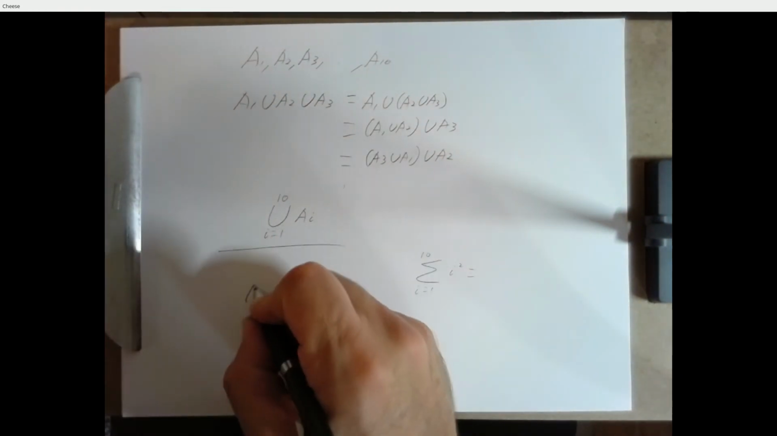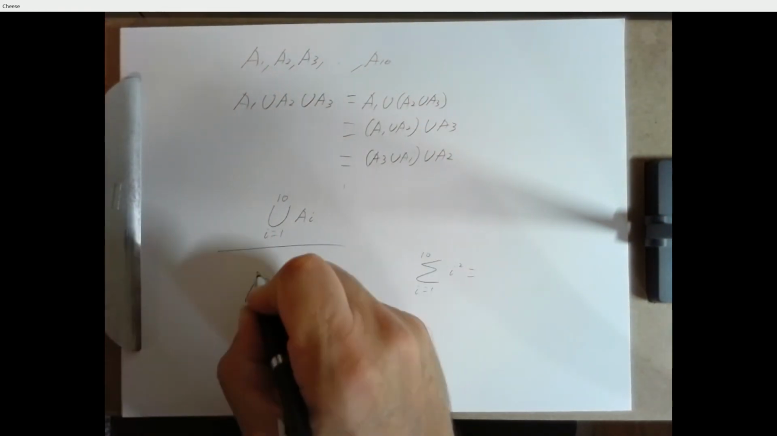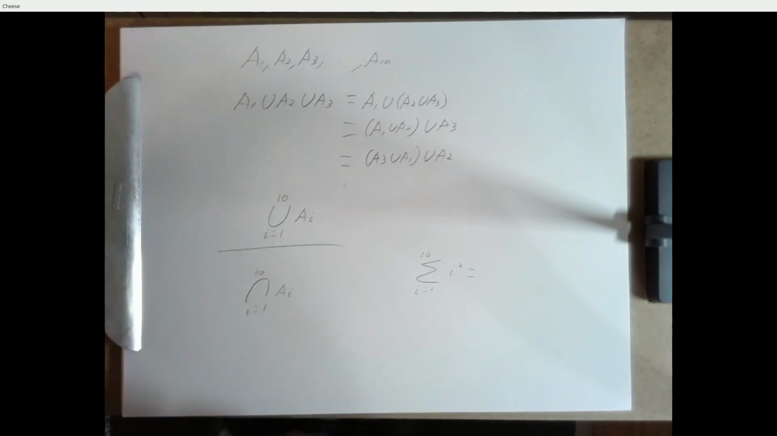And similarly, we could talk about an intersection from I equals 1 to 10 of A sub I, and it's the extension you would think. Just take the intersection of all those sets.